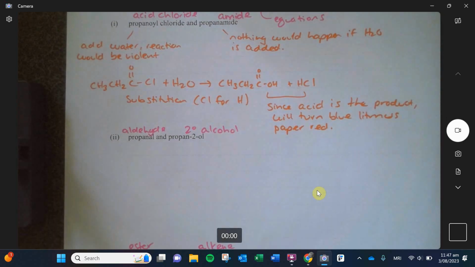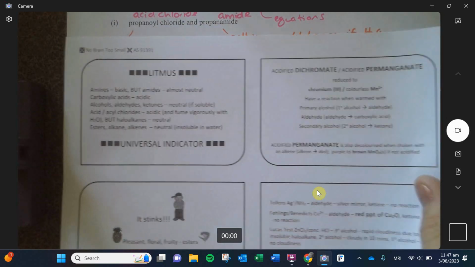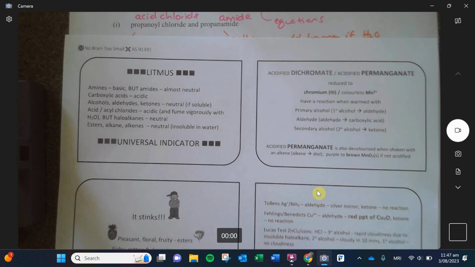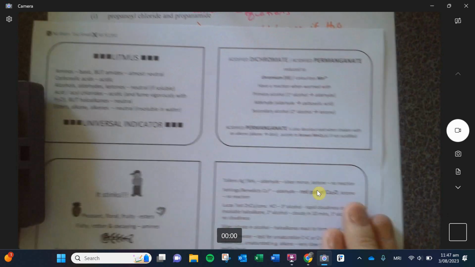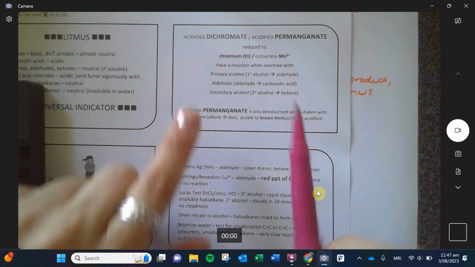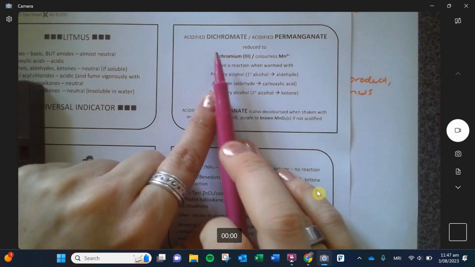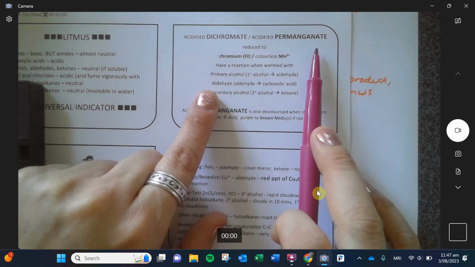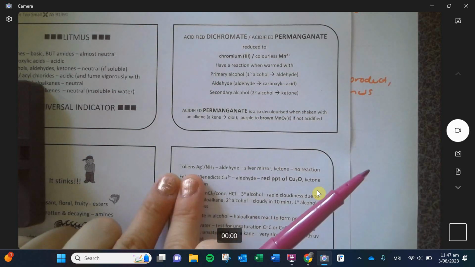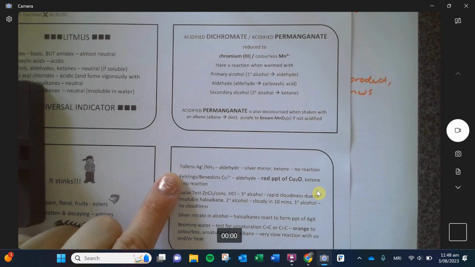Aldehyde and alcohol. So lots of different ways we can identify those guys. The first thing that we have to keep in mind is there's lots of different ways we can identify an aldehyde. We can identify an aldehyde by using dichromate or permanganate. We could also identify an aldehyde by using Tollens reagent. What happens with Tollens is that it will make a silver mirror on the glassware. It's really pretty. I should find a picture of it so you guys can see it.